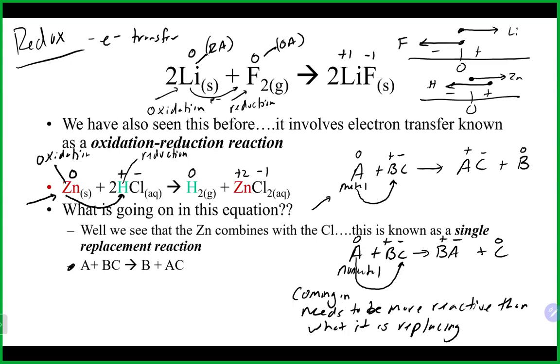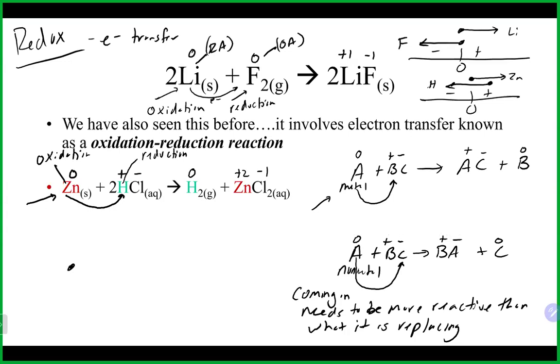How about the chlorine on both sides? Did the charge of the chlorine change? The charge of the chlorine did not change on both sides. It's -1 on both sides. There's nothing happening to the chlorine. It is actually a spectator ion, just like we saw with double displacement reactions.